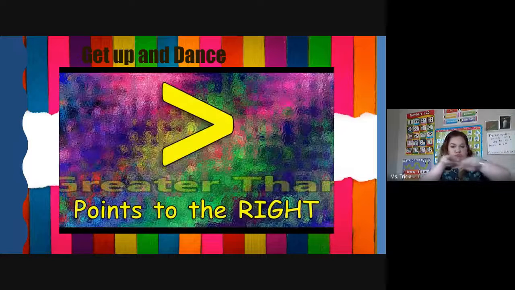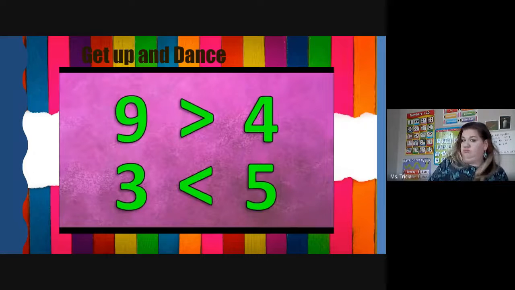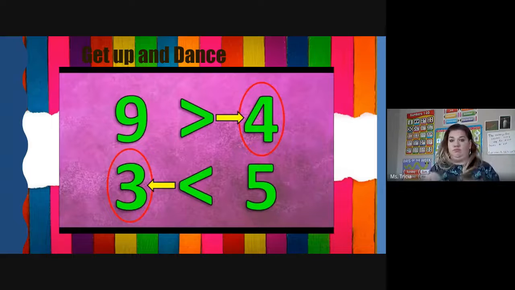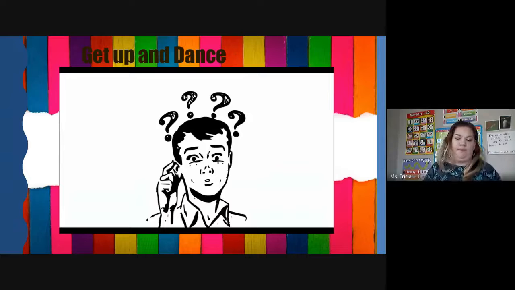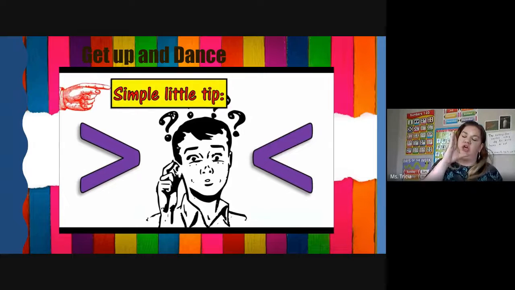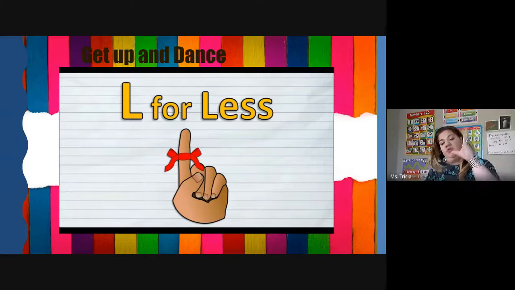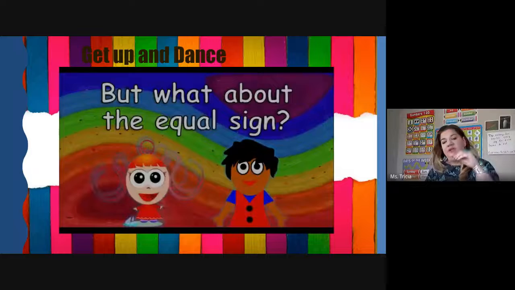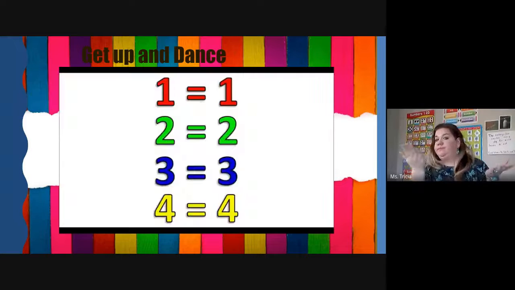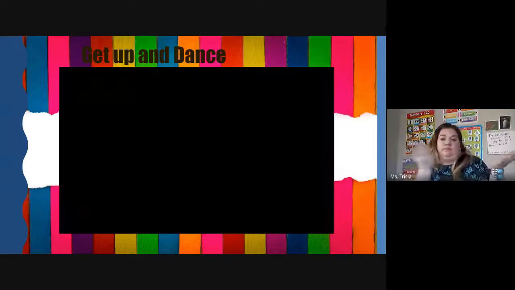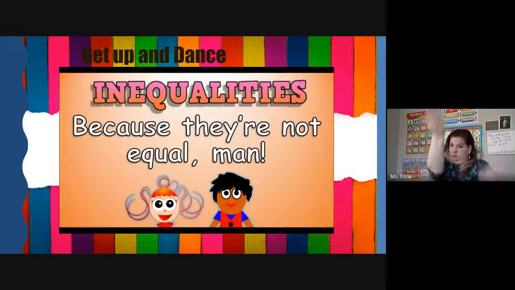The greater than symbol points to the right. The less than symbol points to the left. The symbol always points to the number that's lower. I'd like to tell you more, but Point. Sometimes it can be hard to remember which The mouth opens to the bigger sign, and the points goes to the small sign, the small number. When you see the equal sign, the value of the numbers is the same on both sides. But on the other hand, greater than and less than are called inequalities because they're not equal.